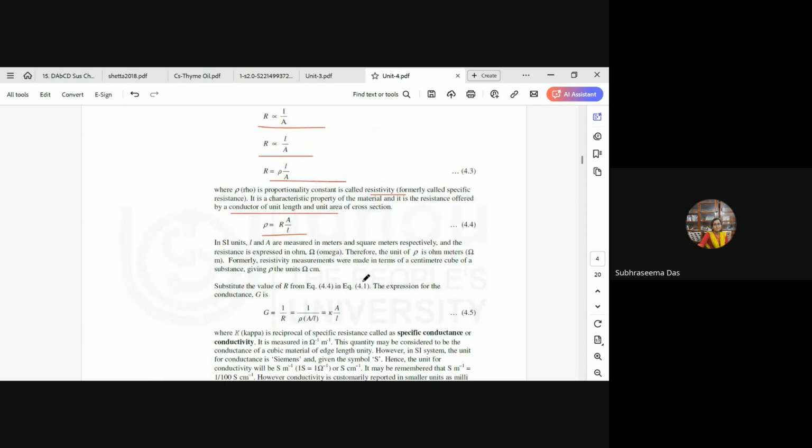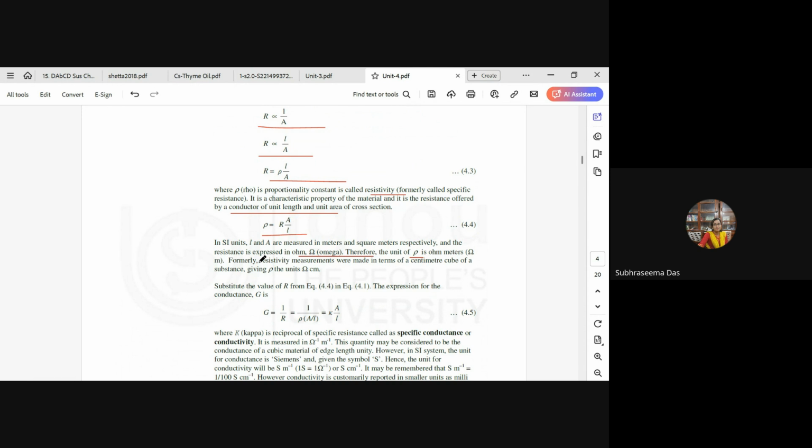When we want to express rho in SI units, we know the resistance is expressed in ohm. Therefore the unit of rho is ohm meter. Formerly, resistivity measurements were made in terms of centimeter, that is ohm centimeter. However, in today's terminology, the unit of resistivity, rho, is given as ohm meter.